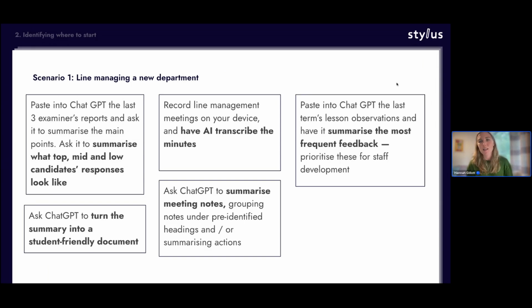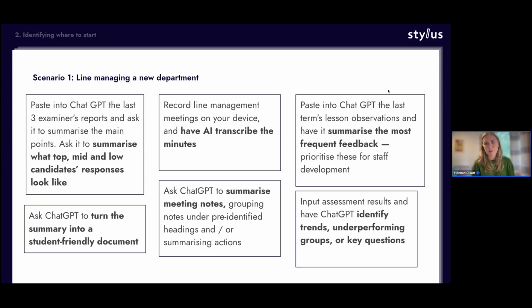Pasting into ChatGPT the last term's lesson observations and having it summarise the most frequent feedback. So again, if this is a department that you're new to, perhaps you're new to the whole school, getting hold of that previous data and saying, well, what's been coming up? What have we been talking about? What have been the areas for development? How have those changed? Potentially a lot quicker than having to go back and read through every single one. And that's not to say you wouldn't read through the ones that are really key, but getting that summary can help with managing and synthesizing large volumes of information and drawing out things that maybe you've missed. And then we prioritize those for staff development.